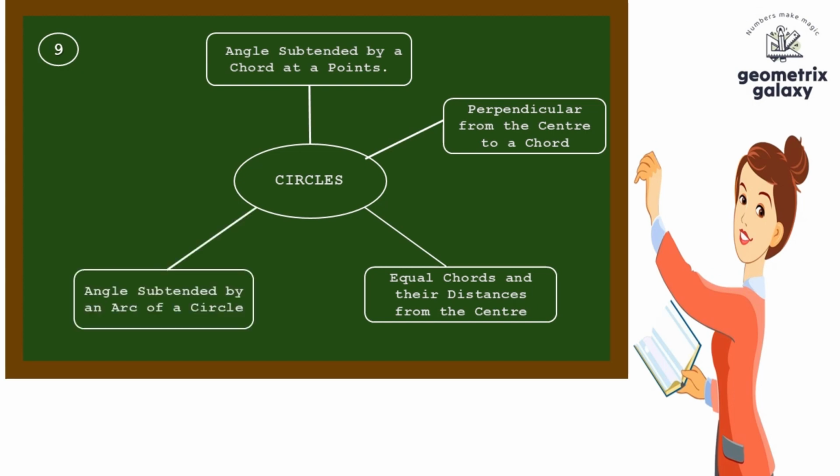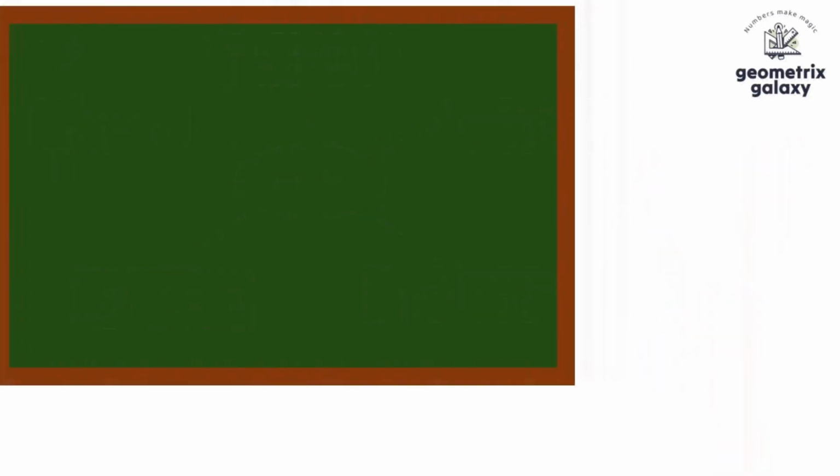Then we will study an important theorem as follows. The angle subtended by an arc at the center is double the angle subtended by it at any point on the remaining part of the circle. Angles in the same segment of a circle are equal. The angle in a semicircle is a right angle. Next, the properties of a cyclic quadrilateral, such as the sum of opposite angles of a cyclic quadrilateral is 180 degrees and vice versa.